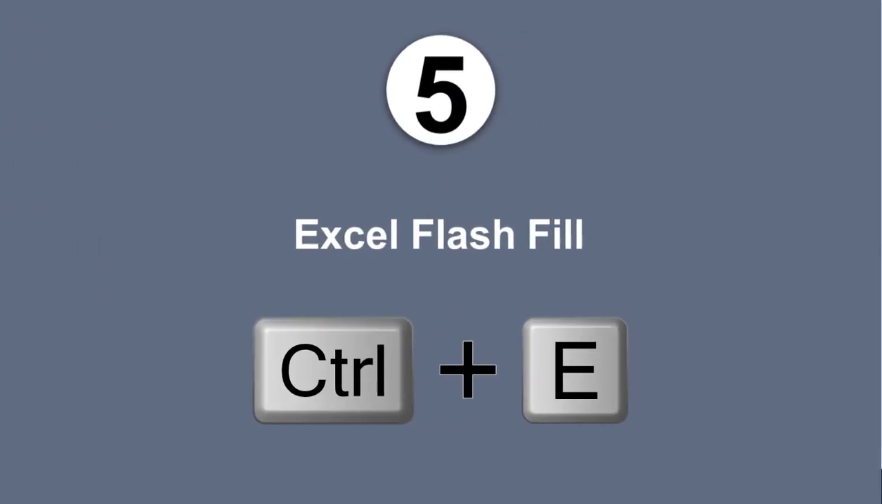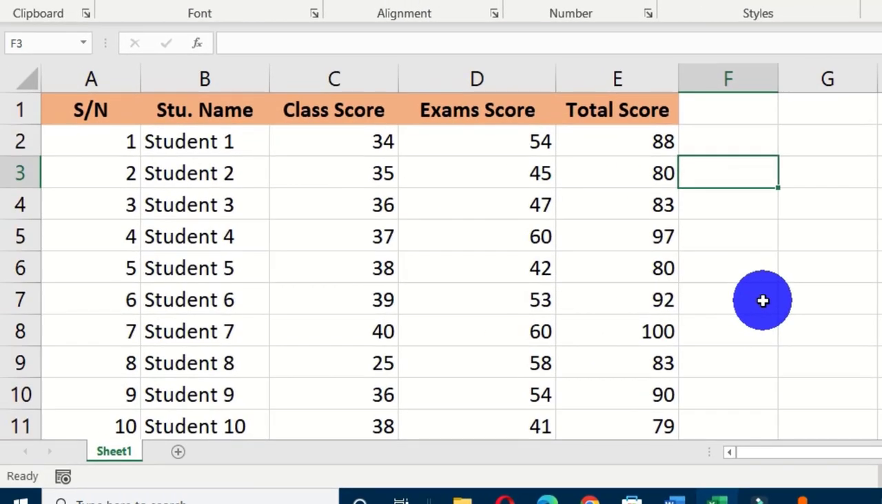The next keyboard shortcut is Ctrl plus E, and this is known as flash fill in Microsoft Excel. This helps you to create a pattern of data, or to duplicate data which has the same or a similar pattern in a particular cell. So I have this student name here, and if I want to have the first 4 or first 3 characters of this data in a different cell or column, I can use flash fill.